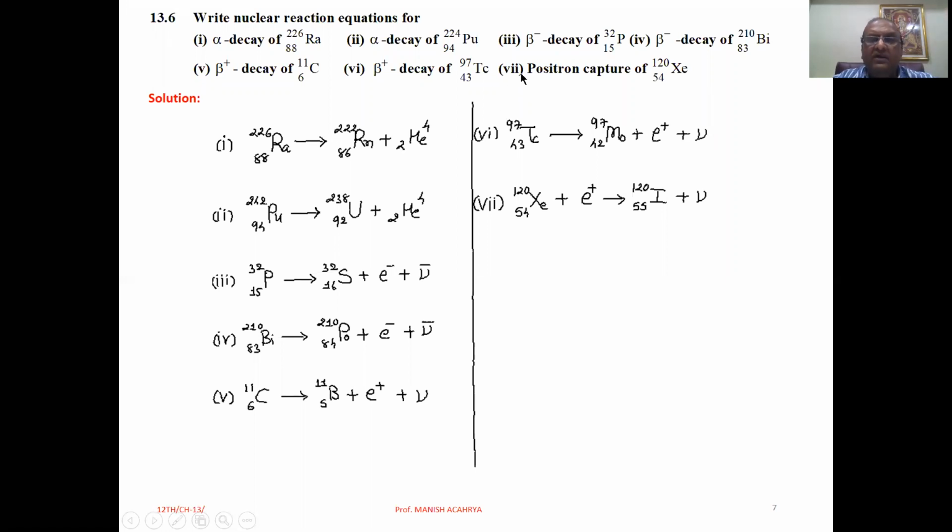Then the last one, positron capture of 54 Xe 120. So 54 Xe 120 captures a positron. Okay. So if a positron is captured, then Z will be increased by 1.